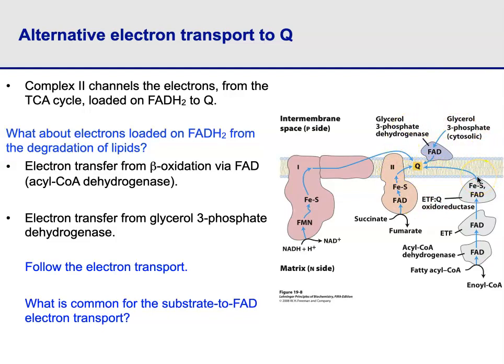None of these processes leads to a transport of protons from the matrix to the intermembrane space. In other words, so far these electrons have not contributed to the establishment of a proton gradient that can be used later on for the synthesis of ATP. That is something very important for you to realize and remember.